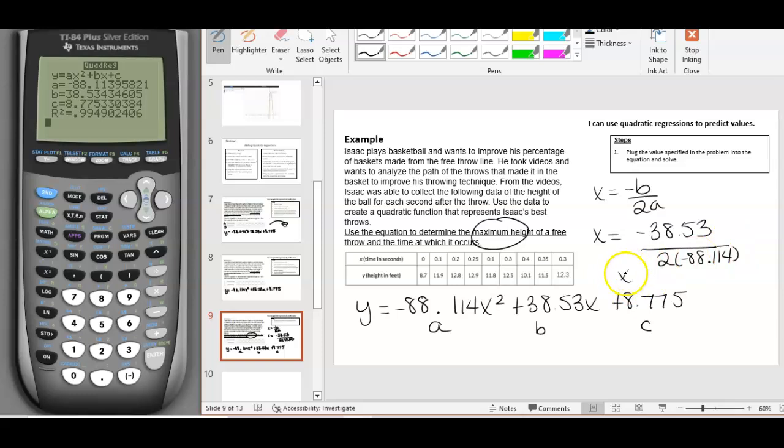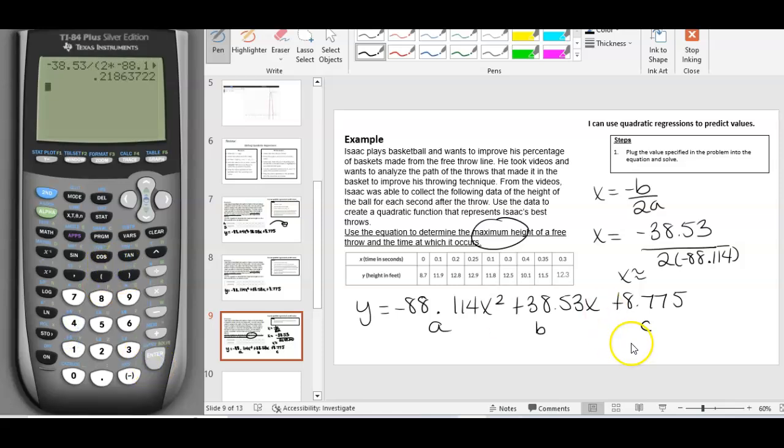Okay, so that x value is approximately going to be, let's figure that out from our calculator. We have negative 38.53 divided by, and then we have 2 times negative 88.114. So let's go ahead and hit enter, and that tells us that x approximately is 0.219. Okay, so that is going to be the time in seconds at which the best free throw occurs, right? The maximum height is going to occur then.